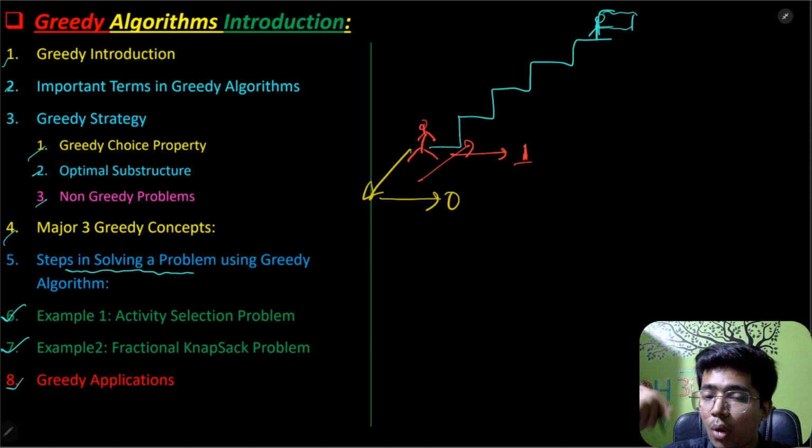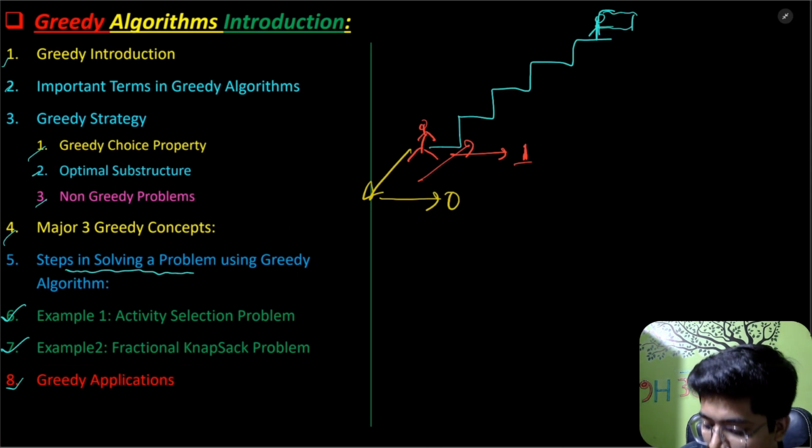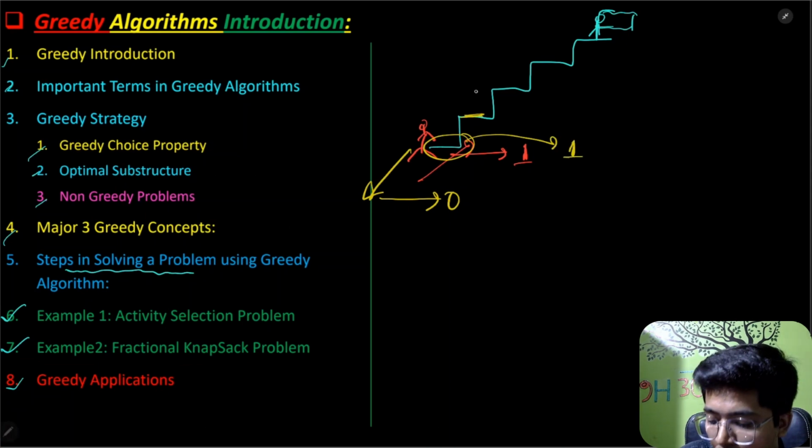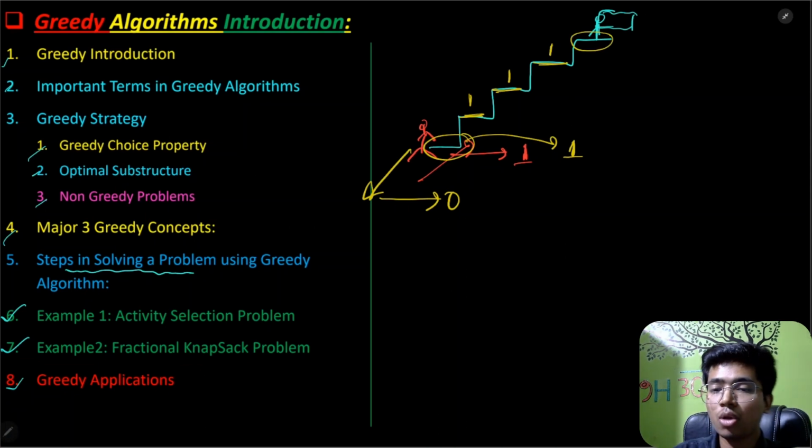In greedy algorithm we always try to maximize the thing. So here we take a decision that he will move upward, that is 1. Then again in this step we take a decision to move upward, 1. Then again in this step we take a decision 1. Then again in this step we take a decision 1. And finally we reach here.